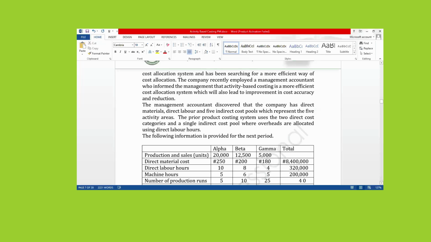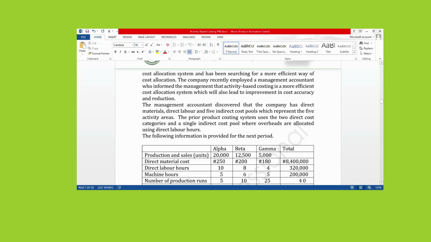The following information is provided for the next period: alpha, beta, gamma, production and sales. You are going to produce 20,000 alpha, 12,500 beta, and 5,000 gamma. You are given direct material cost. You are given direct labor hours.